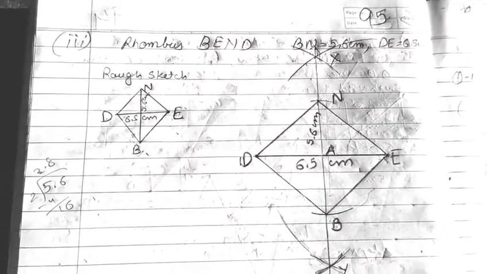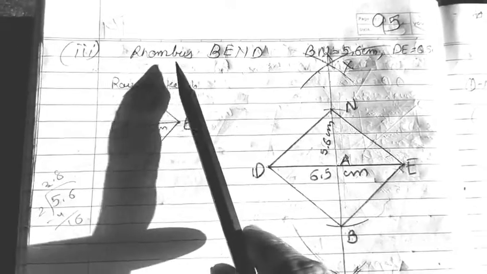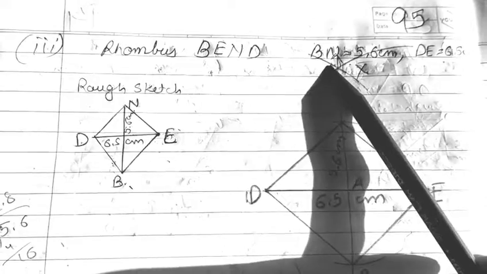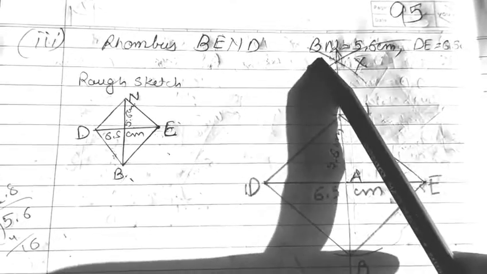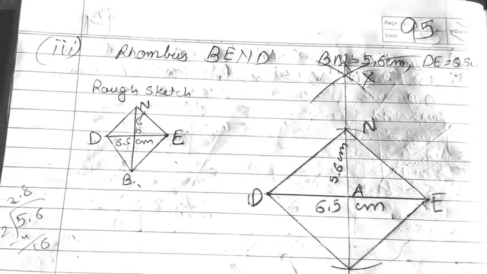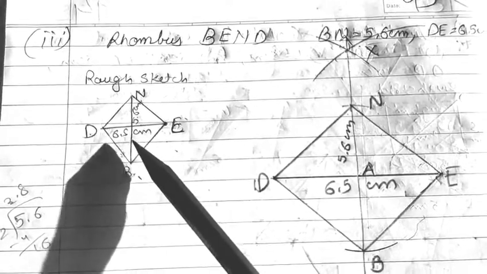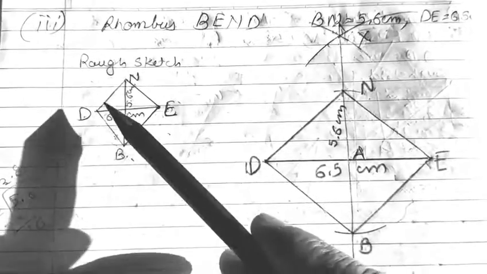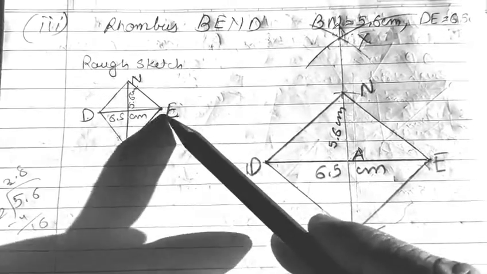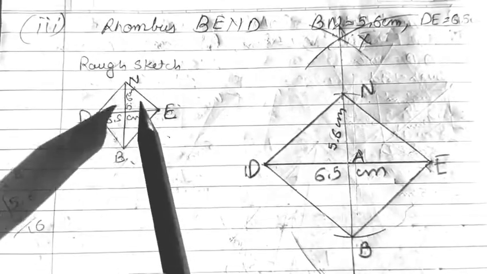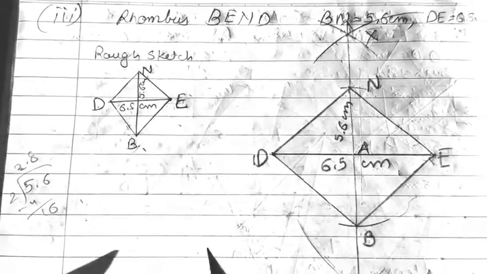Now let us start another sum, number 3. You have to construct rhombus BEND whose lengths of two diagonals are given, that is BN 5.6 and DE 6.5. Now after drawing a rough sketch, we can find whether it is the length of a side or the length of a diagonal. So through this rough sketch of BEND, I found that BN and DE are the diagonals. So let us start now.